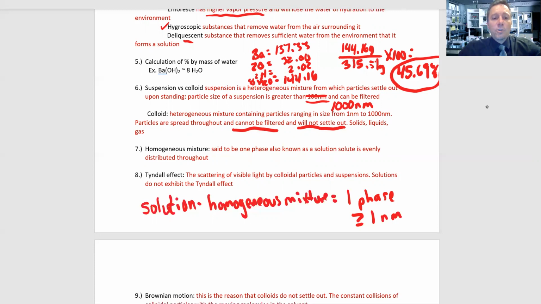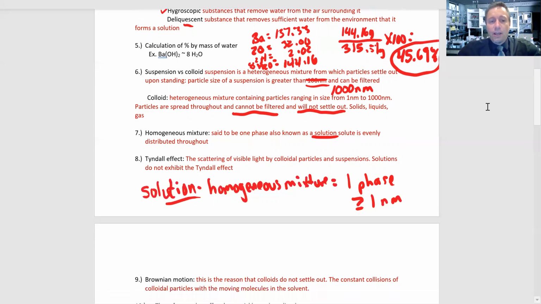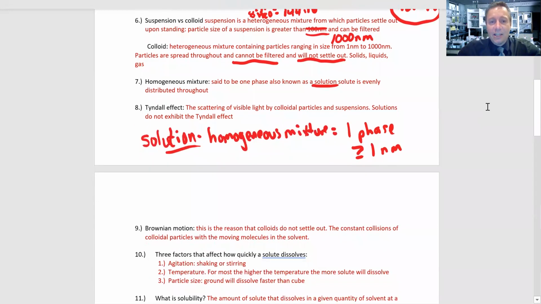So number 7, homogeneous mixture is said to be one phase, also known as a solution. The solute is evenly distributed throughout. So same thing as I just wrote down here. Now let's look at number 8 here, Tyndall effect. The Tyndall effect is the scattering of visible light by colloidal particles and suspensions.